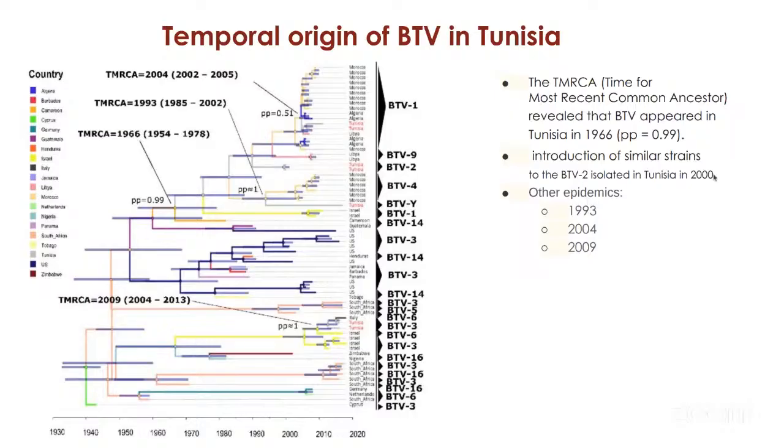We also noticed some introductions of similar strains of BTV2 isolated in Tunisia in the 2000s. But we also revealed the presence of other entries and local epidemics that occurred in 1993, 2004, and also 2009. This is not what we observed on the ground, because the only cases reported as epidemic in Tunisia were reported in 1999. So we have revealed that there are some other outbreaks that have been under the radar for years.